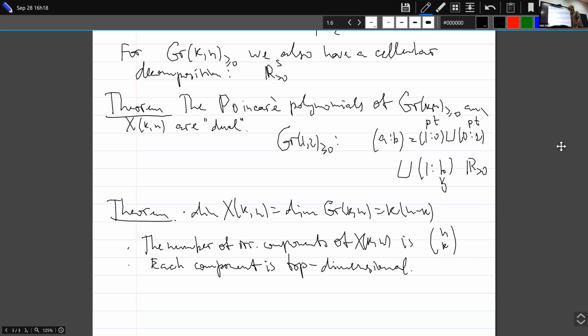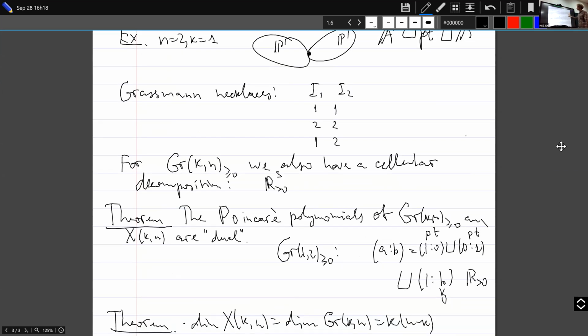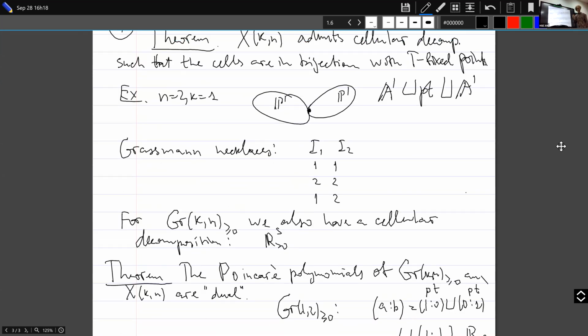So you see, it's very similar to what we have here. You have two components, both of them are one-dimensional, as complex varieties. And this number 2 is actually the number of T-fixed points of the Grassmannian. So this is somehow a funny mixture.